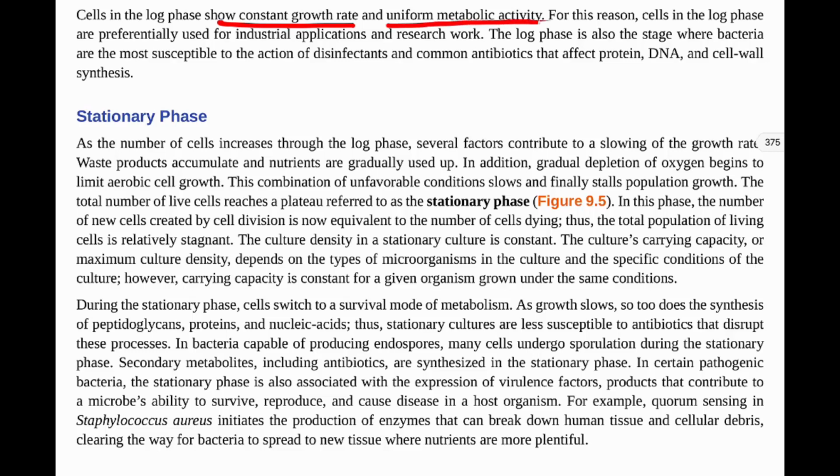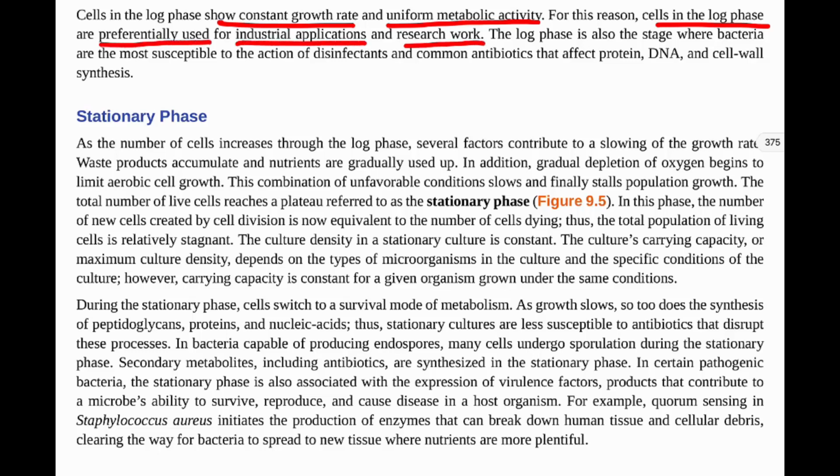So their metabolic activity is uniform in that they are using all the nutrients they can at their disposal to be creating all the proteins needed, all the enzymes needed, going through and doing that DNA replication, going through binary fission, and then just doing that over again. So for this reason, cells in the log phase are preferentially used for industrial applications and research work.